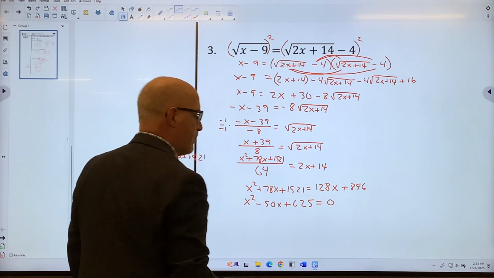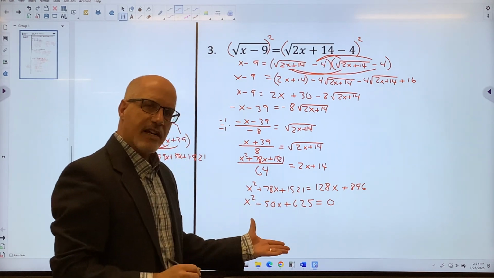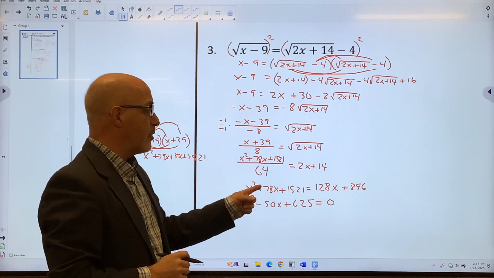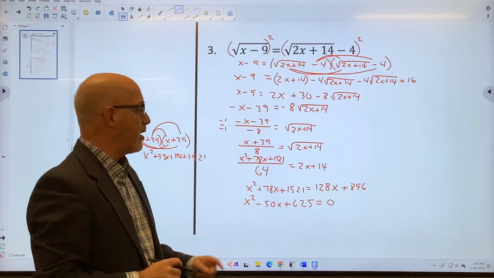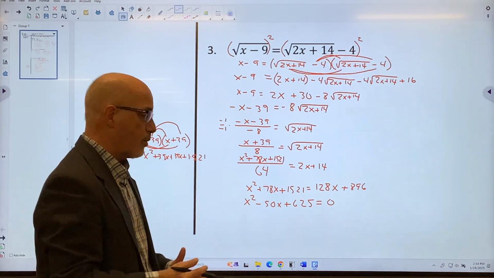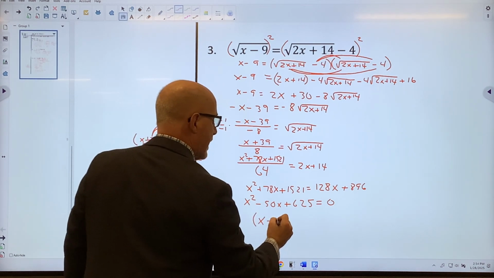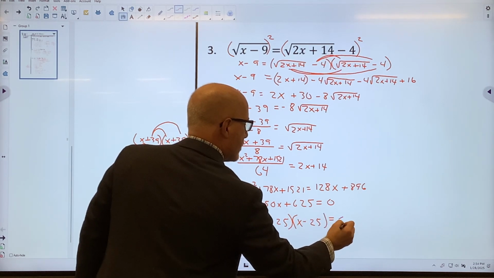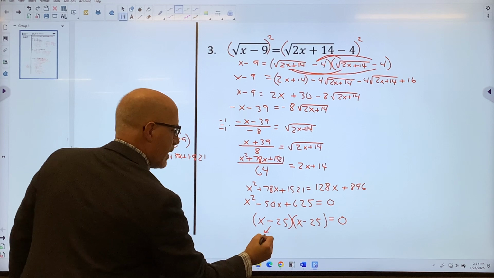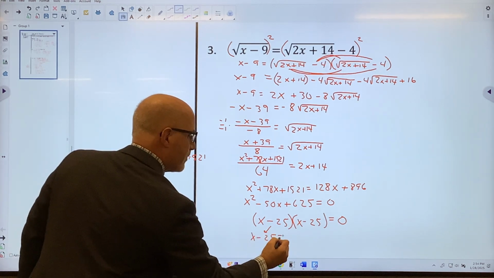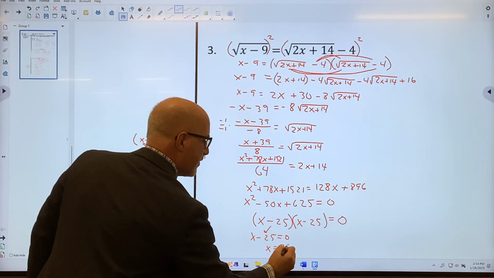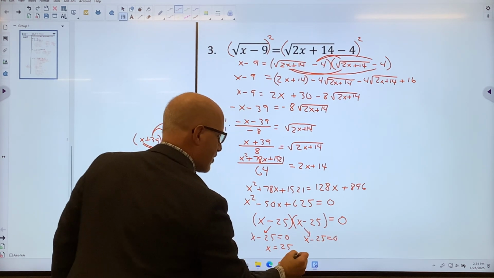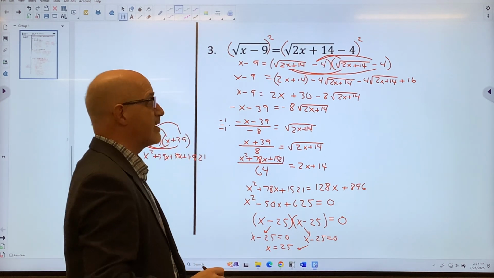Now that equals 0. Now I have to either factor this, I could use the quadratic formula, I could use completing the square. What I recognize though is 625 is 25 squared, and 50 is 25 plus 25. So this factors into x minus 25, x minus 25, which equals 0 if you spot that. So x minus 25 equals 0. So x equals 25. And x minus 25 equals 0 gives you the same answer. So you only get 25 as an answer.